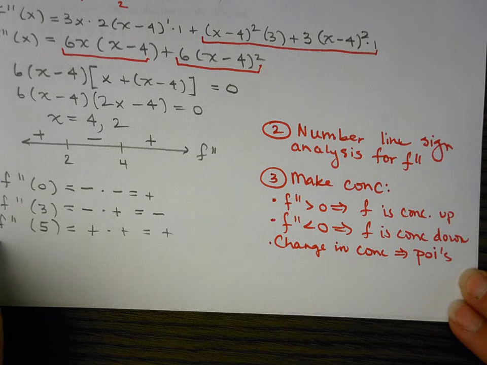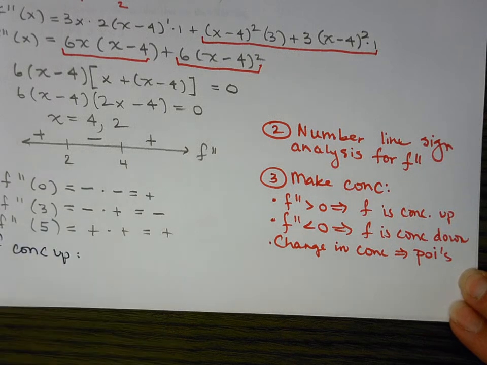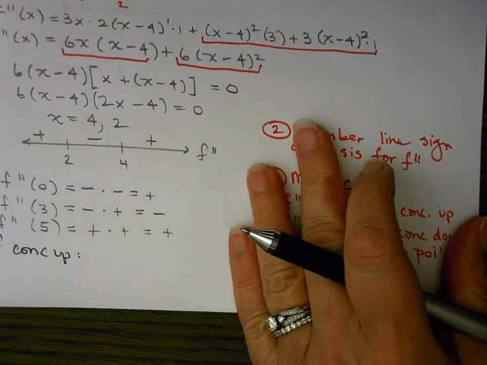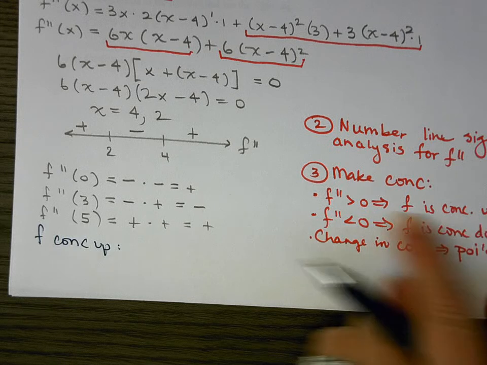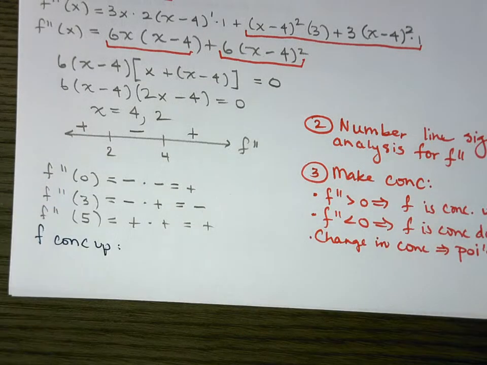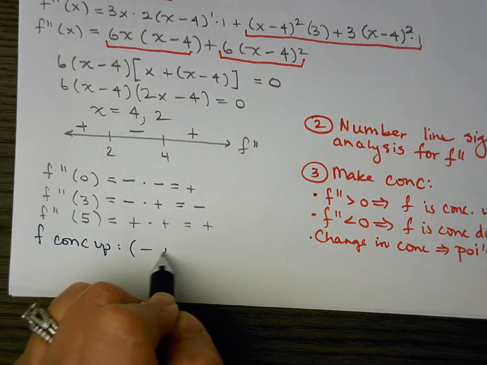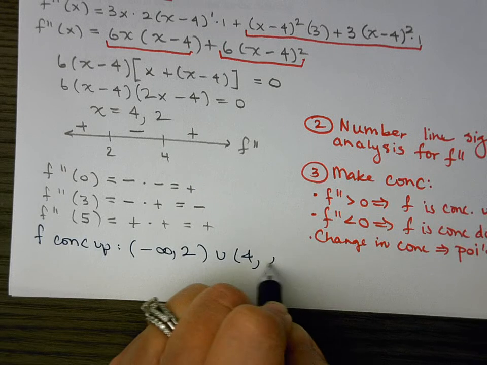So I would say f is concave up wherever f double prime is greater than 0, right? So f double prime is greater than 0. So that would be these two intervals right here. Okay, we're going to do open intervals. So we're going to say from negative infinity to 2, and then again from 4 to infinity.